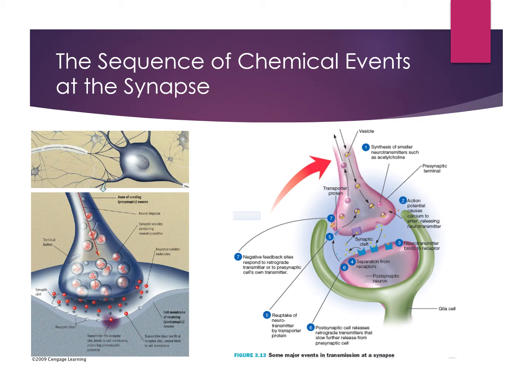So very first, we have the synthesis of smaller neurotransmitters. He gives the example of acetylcholine. That's occurring here in the terminal button. Some of these vesicles, we have some synthesis up in the cell body, and they travel down, but some of them are synthesized here.